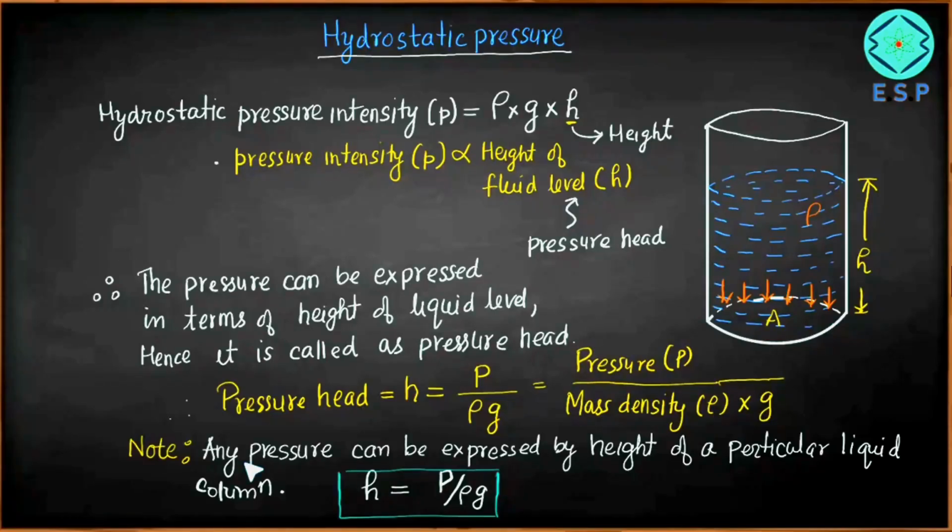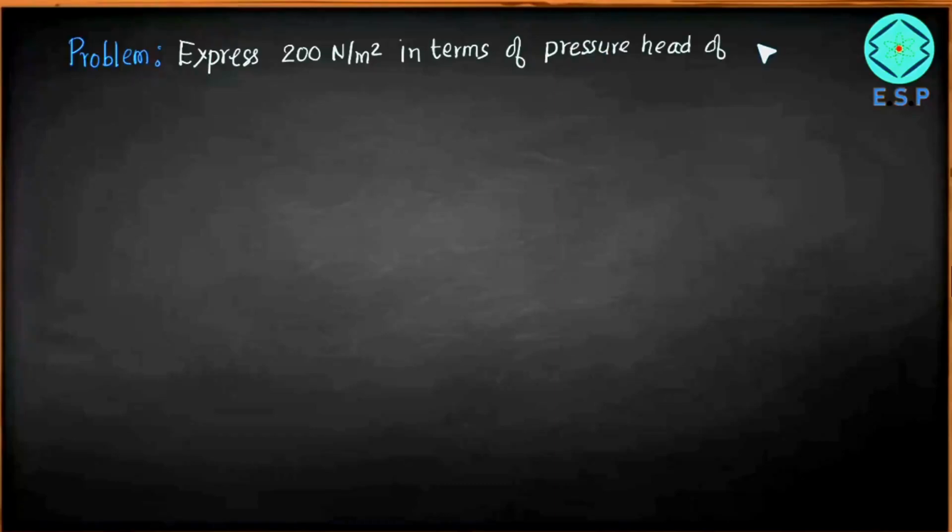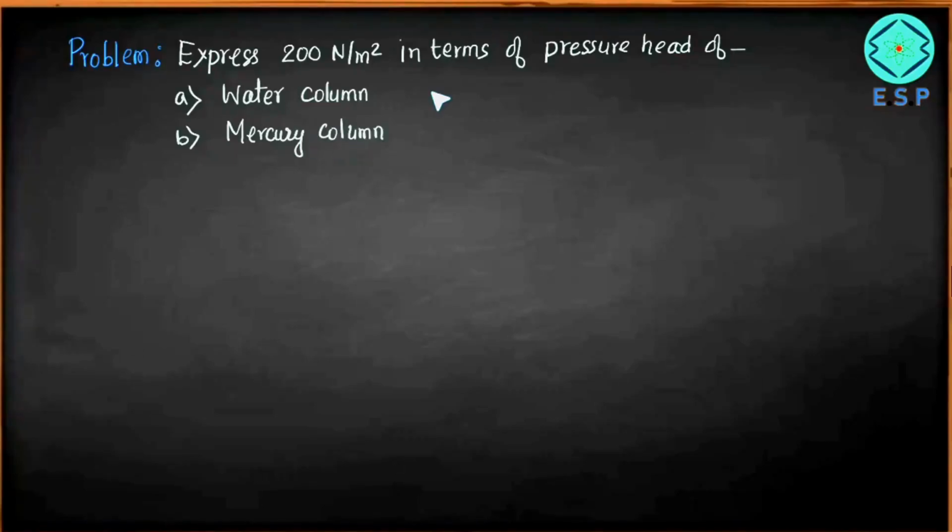So let's solve some simple examples in which we will express the given pressure in terms of height of a particular fluid or liquid. Let's take one example to understand this. We'll try to solve one problem in which we will express 200 newtons per meter square in terms of pressure head of A, a water column, meaning the height of water level, and B, a mercury column, meaning mercury liquid level. These are the two possibilities we are using.